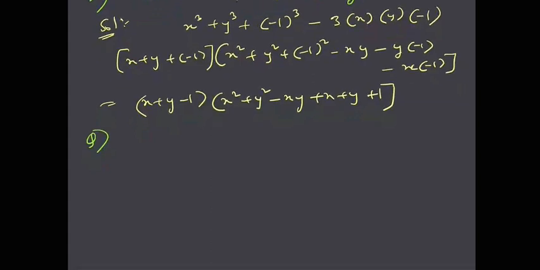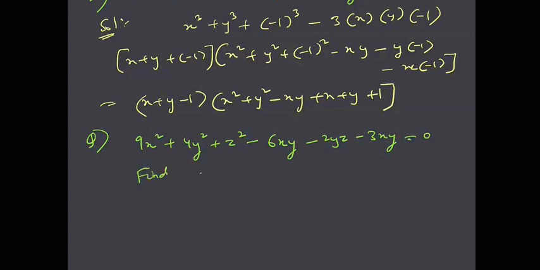Say it is given that 9x square plus 4y square plus z square minus 6xy minus 2yz minus 3xz, this is equal to 0. So you need to find x is to y is to z. So you can pause the video and then try the solution. Fine, so let us solve this.